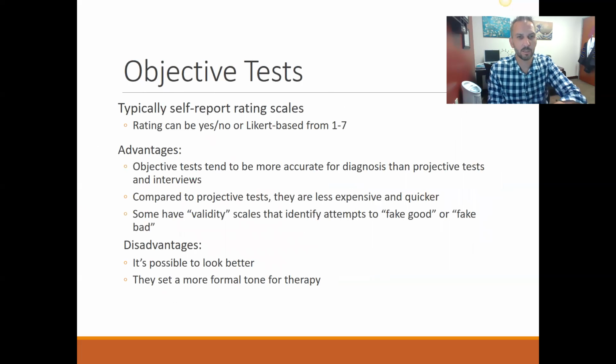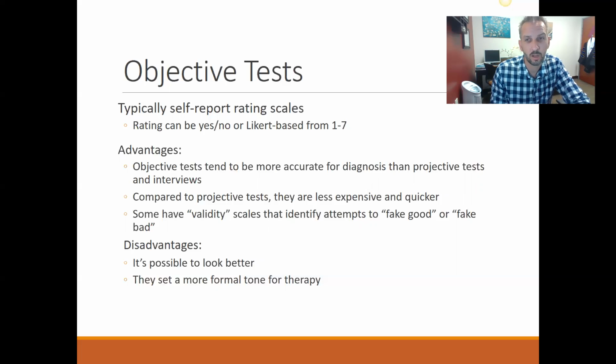Now, less interesting perhaps, but also very widely used are objective tests. So these are typically self-report rating scales. They can be yes, no, or Likert based from 1 to 7. And the advantages are objective tests tend to be more accurate for diagnosis than projective tests. So in general, they're more accurate, they're more useful. And compared to projective tests, they're less expensive and quicker.